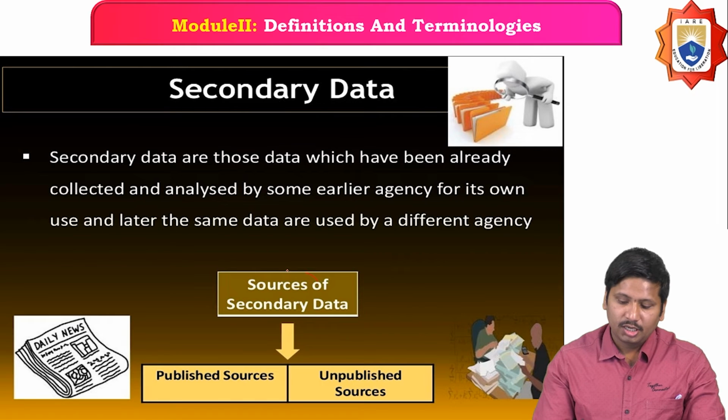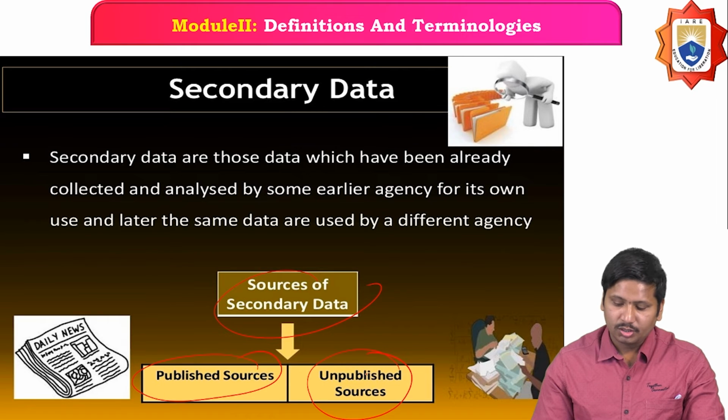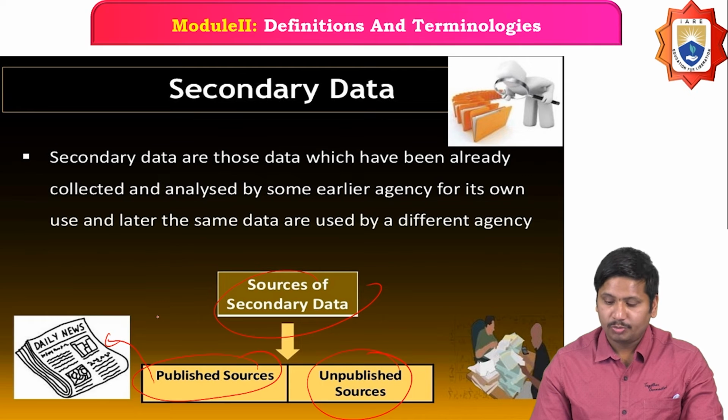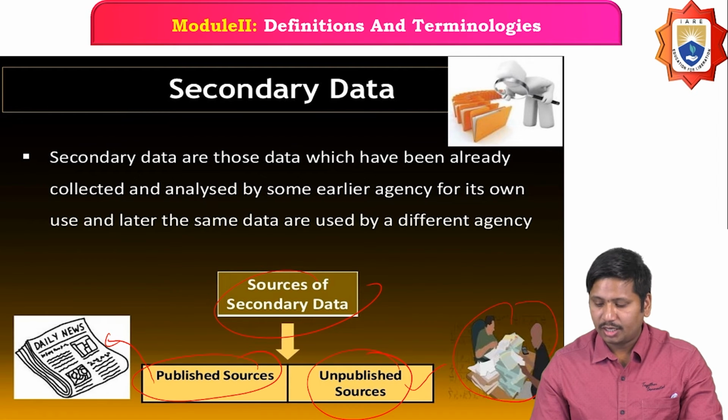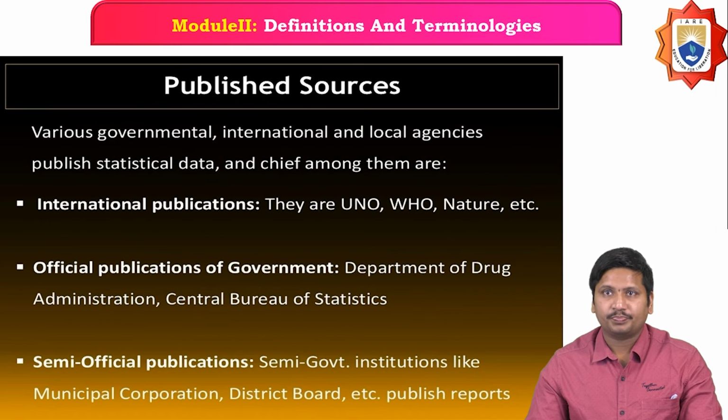Secondary data is classified into two types of sources: published sources and unpublished sources. Published sources are obtained from newspapers, whereas unpublished sources are obtained by conducting interviews or surveying the existing newspapers.